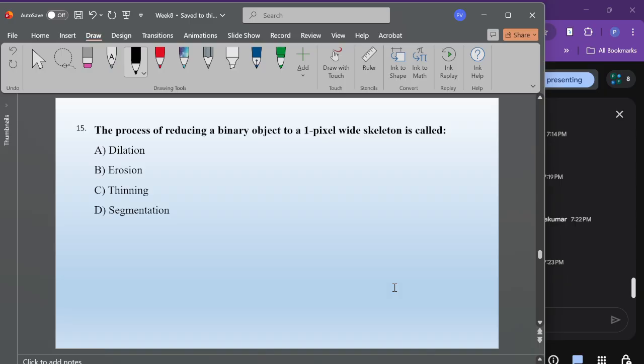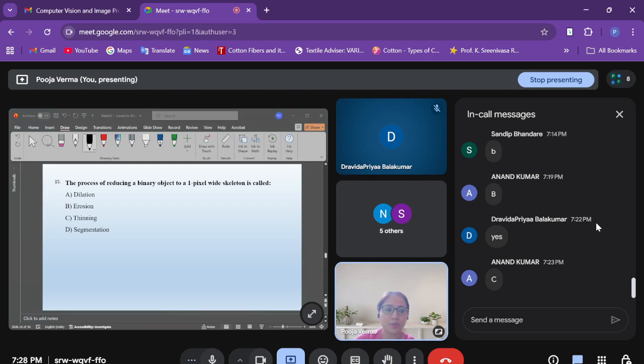So our next question is: the process of reducing a binary object to a one pixel wide skeleton is called. Option A is dilation, option B is erosion, option C is thinning, option D is segmentation. Which option can be the correct one? Any idea? Okay, C, thinning.